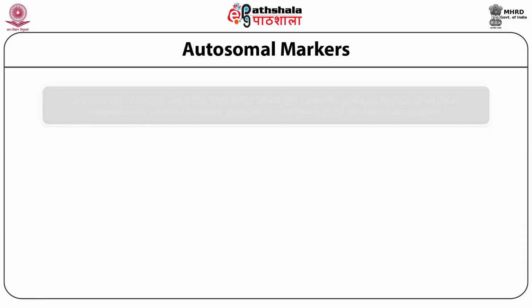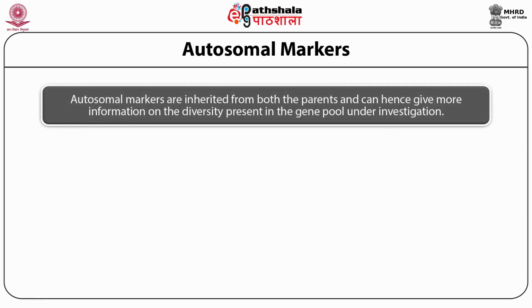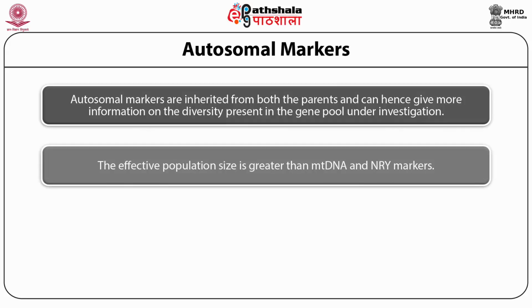Autosomal markers. Autosomal markers are inherited from the parents and can hence give more information on the diversity present in the gene pool under investigation. This group of markers gives more representative population genetic information. The autosomal markers undergo recombination, unlike uniparental markers, and undergo independent assortment when passed over to the offspring generation. The effective population size is greater than for mitochondrial DNA and NRY markers.